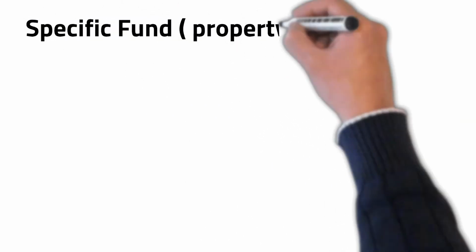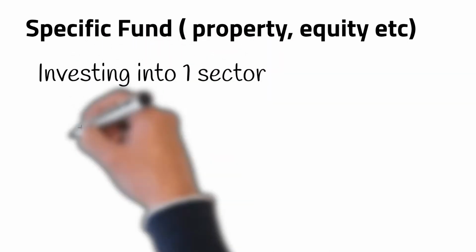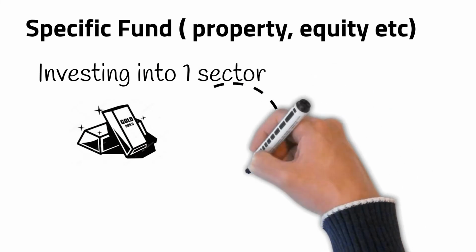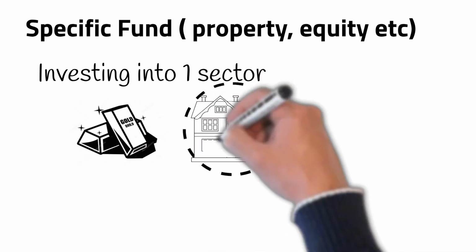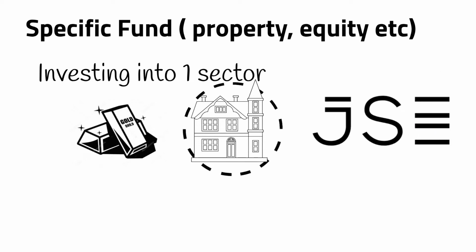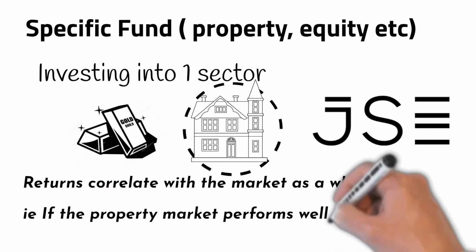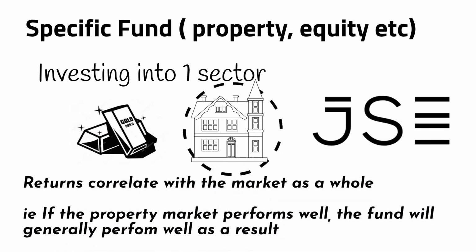With an unbalanced fund or a specific fund, you are investing your money into one sector, which means your investment is reliant on that sector as a whole. So if you're investing into a purely property fund, your money will move with the property market. If the property market increases, the fund will generally increase. If it decreases, the fund will generally follow suit.